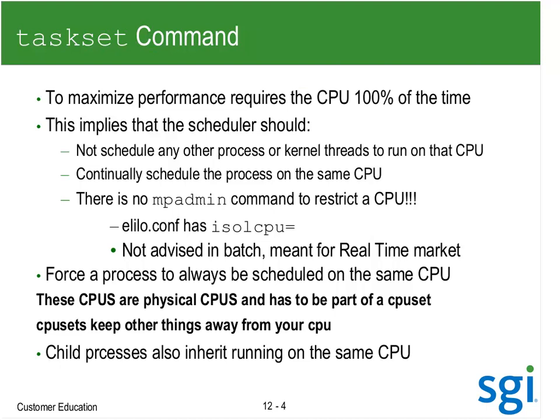This implies the scheduler should not schedule any other process there and only run on that CPU, continually scheduling the same. Now, for IRIX people, there was an mpadmin restrict capability. So basically, we have this isolate CPU that's meant for the real-time market. Isolate CPU basically turns off the load balancer and tells the CPU scheduler, don't do anything with it. But you still get clock interrupts there if nohz is off, and that's where we have SGI shield to even block the major, minor, or jiffy clock ticks going on. But I'm not sure when we go to a tickless kernel how SGI shield plays into that. So you want to force the process always to be scheduled on the same CPU.